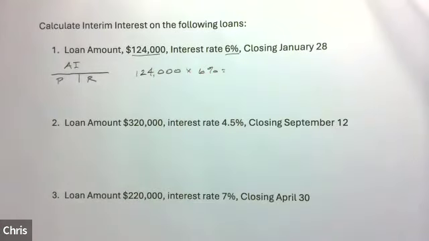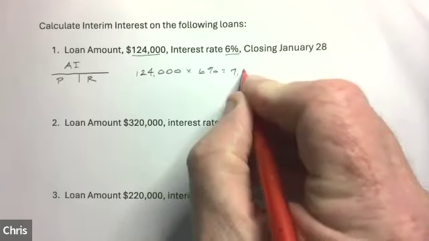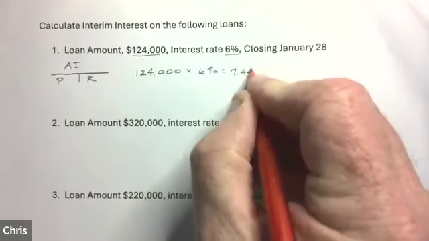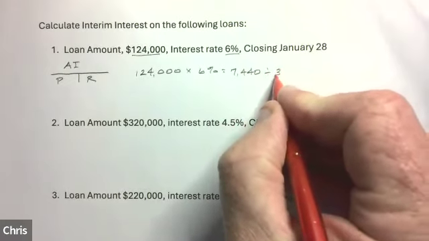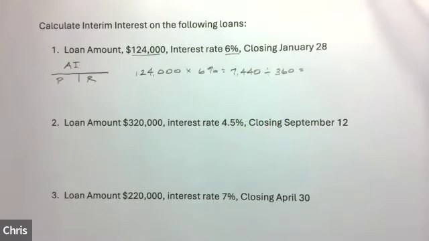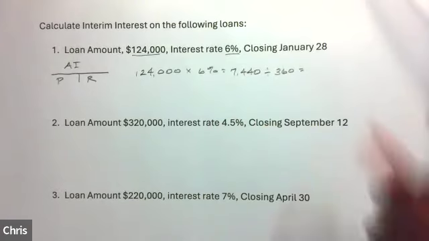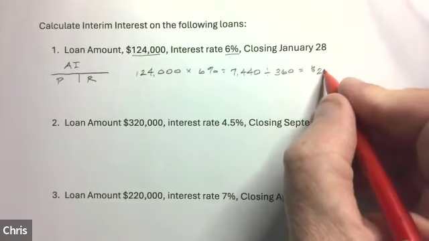And while that's an interesting number, all that's actually going to tell me is what my annual interest is. $7,440. The only reason I need this number is because I'm going to divide it by 360 to find out how much my daily interest is. Dividing that number by 360, because there are 360 days in a year in our class, I find that the interim interest is $20.67 per day.